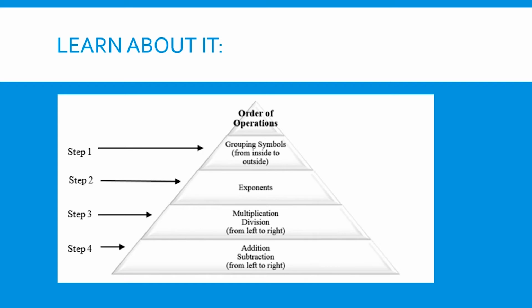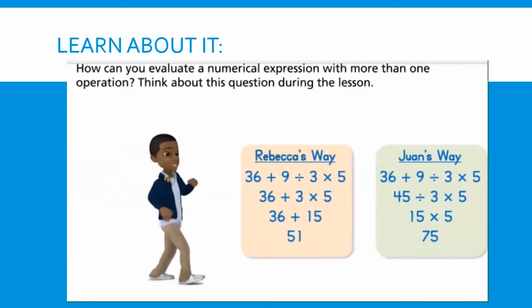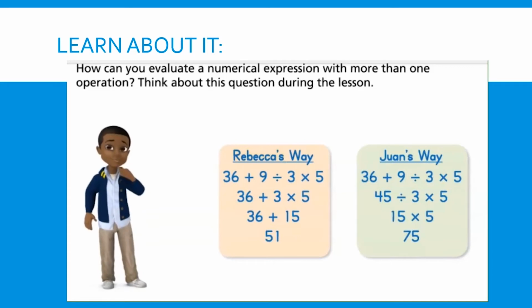And lastly, step 4 is to look for any addition or subtraction parts in the numerical expression. And again, you're going to solve from left to right, whichever one comes first in the expression. By following the order of operations steps in the proper order, all people who evaluate the same numerical expression are going to get the same answer, which, just like our problem from the Think About It, would have helped student A and student B. How can you evaluate a numerical expression with more than one operation? Think about this question during the lesson.